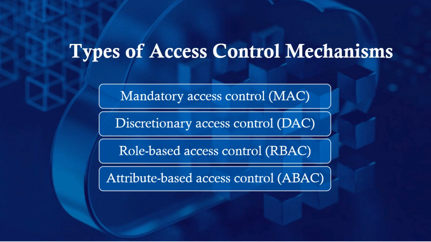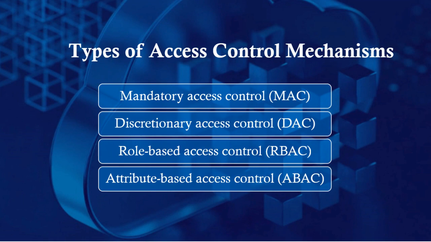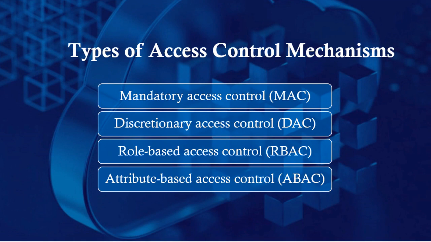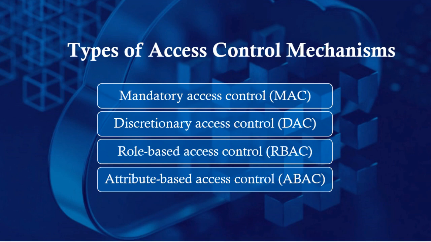Attributes are characteristics or properties associated with a user or a resource such as age, location, job title, or security clearance level. Access control mechanisms are essential for ensuring the security and confidentiality of sensitive data and resources. Properly implementing and managing access control mechanisms requires careful planning and consideration of organizations' security policies, user roles, and access requirements. Access control mechanisms must also be regularly reviewed and updated to address evolving security threats and vulnerabilities.